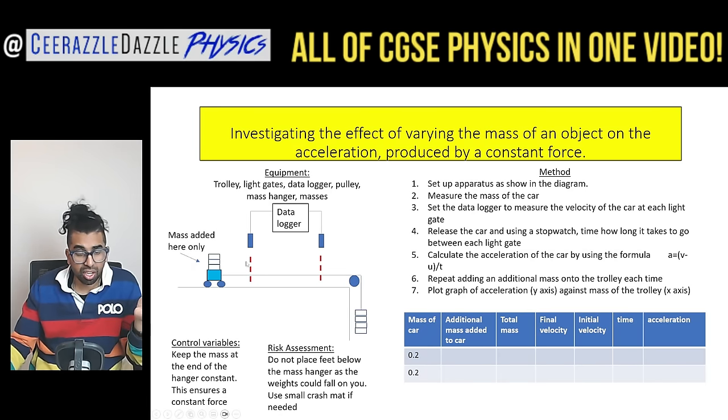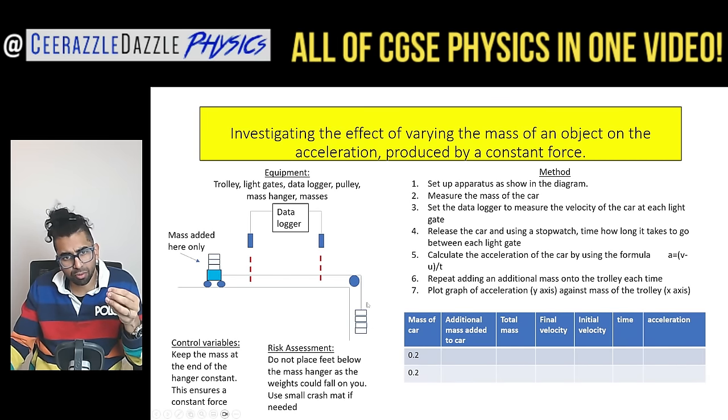So once again, you're going to add masses to the trolley over here and release it. Hopefully you will recognize that we're going to measure the initial velocity one more time, final velocity, time in between, and work out the acceleration. And the more and more mass you add on here, obviously, if this force remains the same, therefore the acceleration would decrease. So the greater the mass on the trolley over here, the lower the acceleration should be.